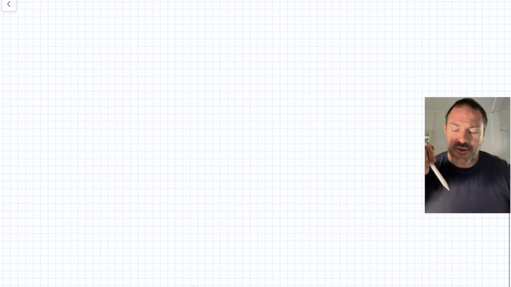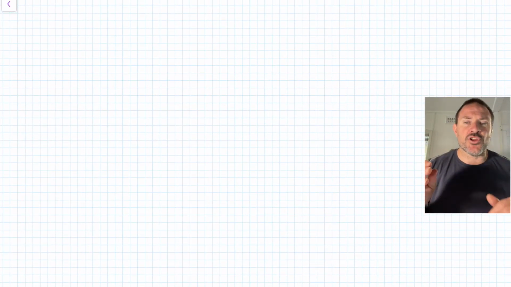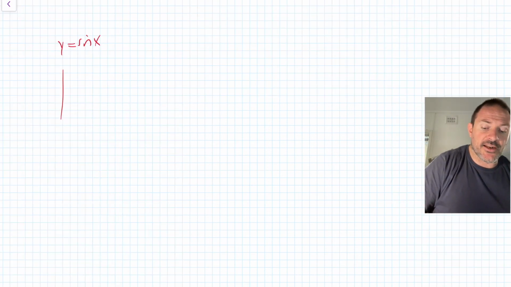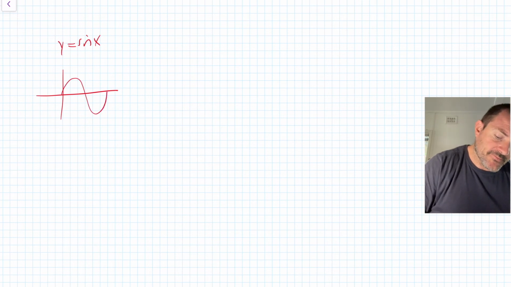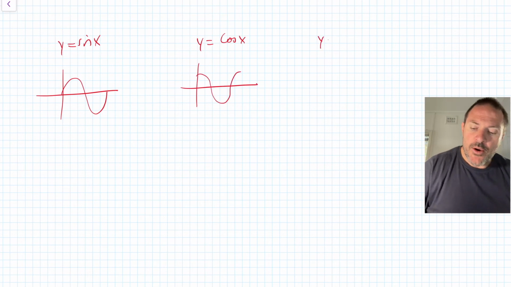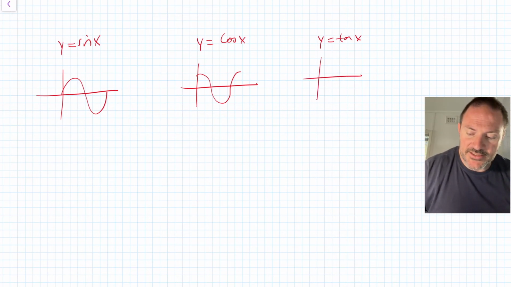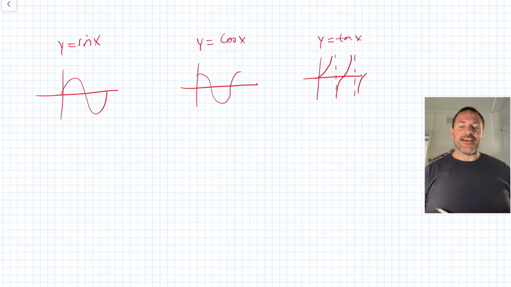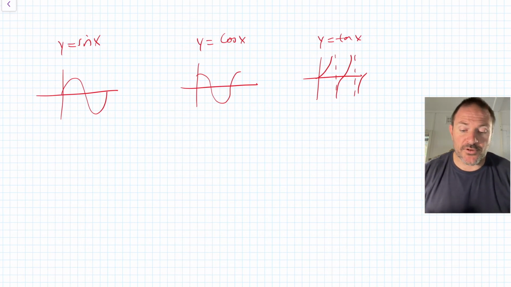So the thing for us is, and I've shown you for the base how to construct them, we need to know that y equals sine x or sine theta looks like this. We need to know that y equals cos x looks like this. We need to know that y equals tan x looks like this. Now, that's between 0 and 360, of course.